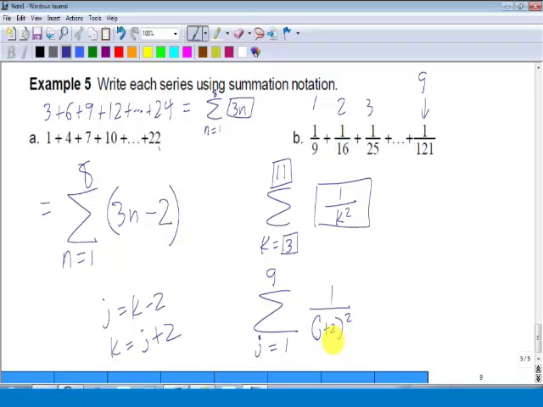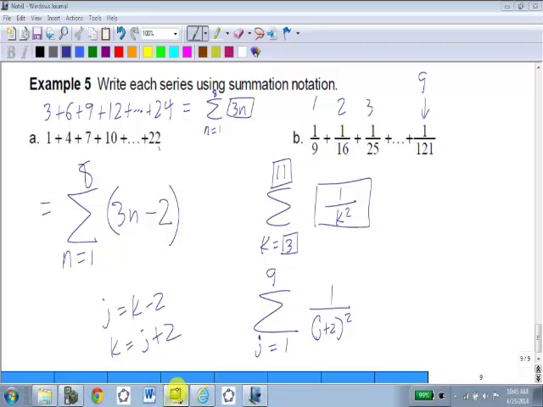Will that work? Put in 1 for j. 1 plus 2 is 3. 3 squared is 9. You get 1/9. Put in 9 for j. 9 plus 2 is 11. 11 squared is 121. You get 1 over 121. All right. Next time, remind me we are halfway through example 5.